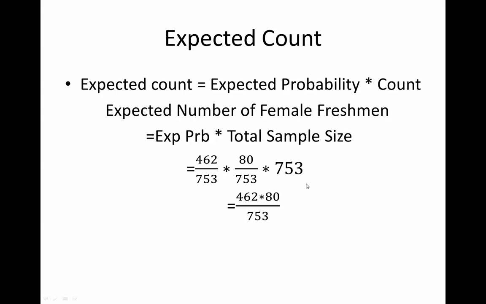And this is why I left it as fractions and didn't convert these into decimals, because this 753 will cancel out with one of these two 753s, and our expected count, if we assume independence, is 462 times 80 divided by 753. Again, this is some number. We can calculate it. Not a big deal at this point.